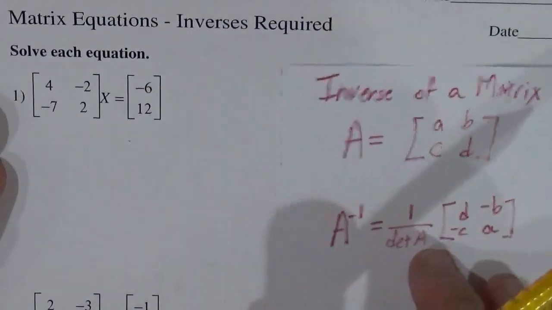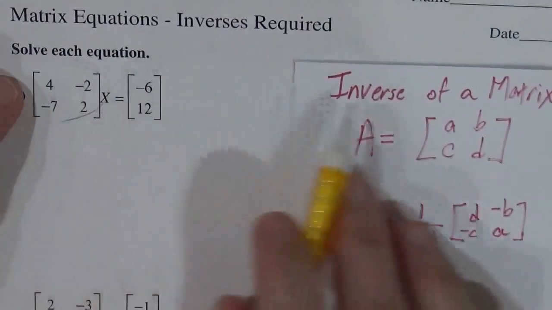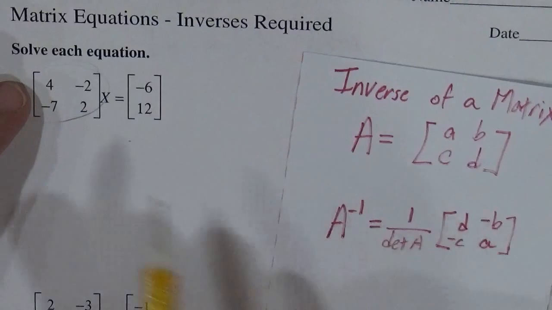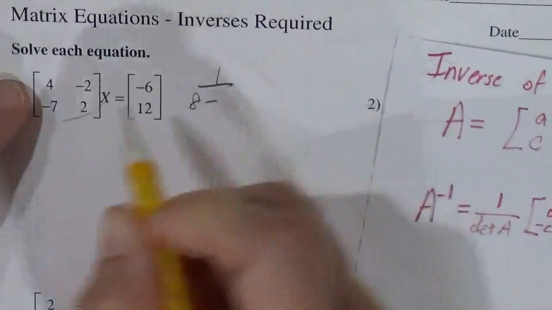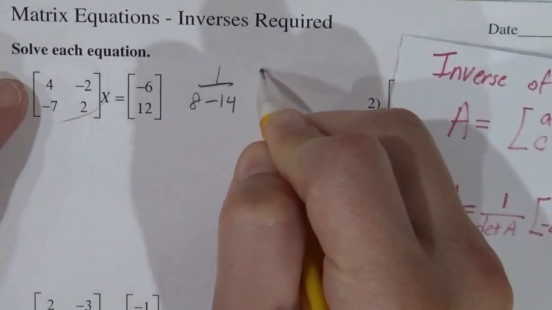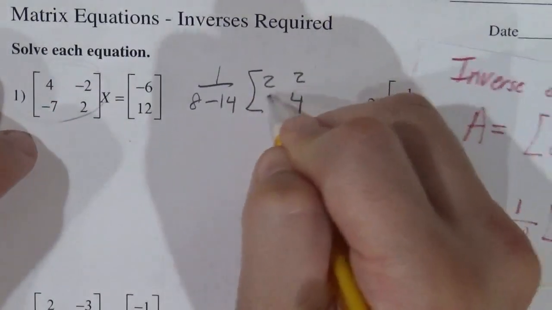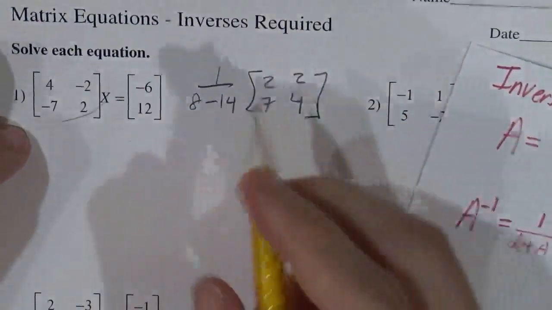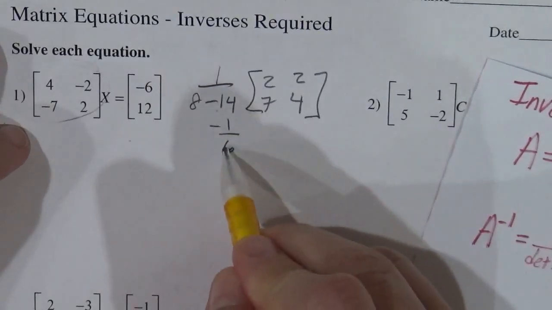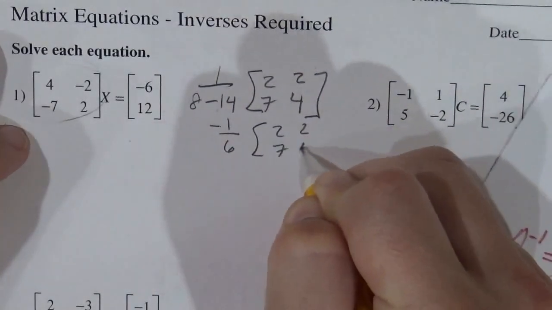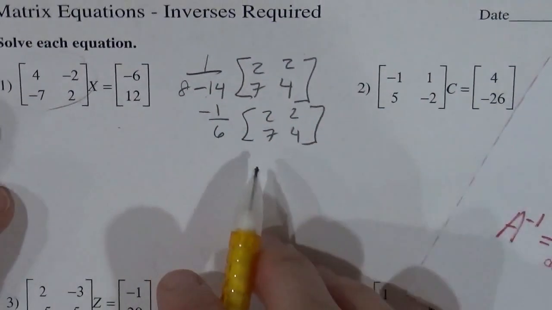So now we're actually going to use the inverse to solve an equation. So I want to find the inverse of this matrix first. I'm going to use my little trick because it's a 2 by 2. So I'm going to do 1 over 8 minus 14, and then times, switch the places of those, switch the signs of those. And so it's going to be negative 1 over 6, because 8 minus 14 is negative 6. And then I'm not going to distribute it in because it'll just make the fractions nastier, and I'd rather not.